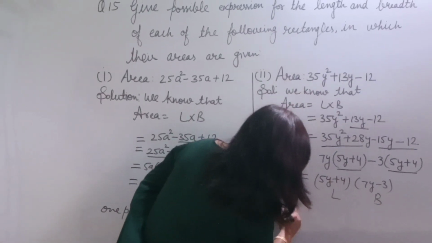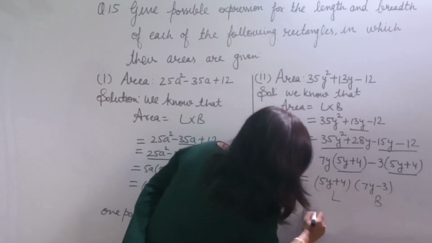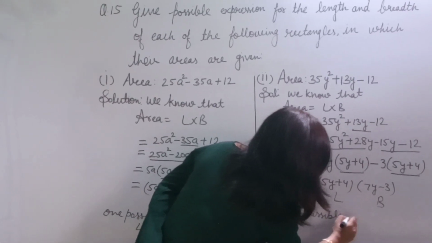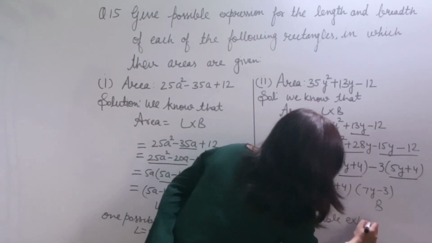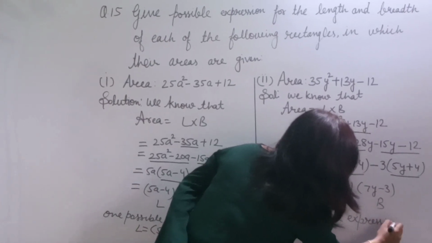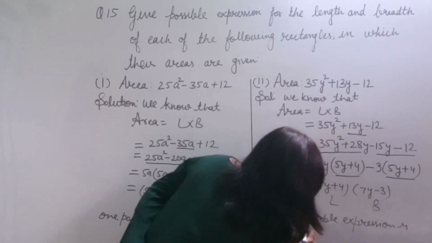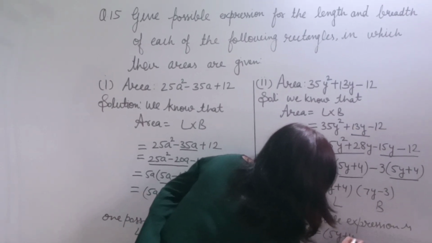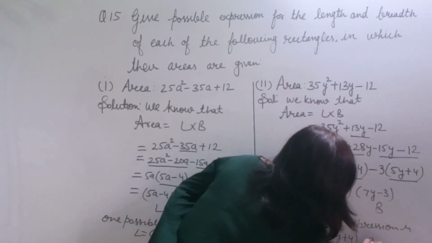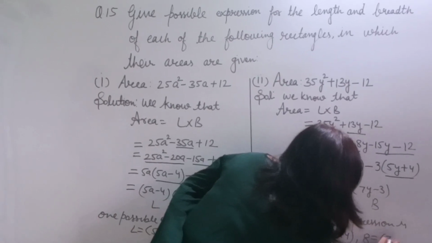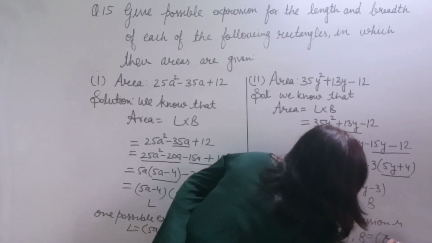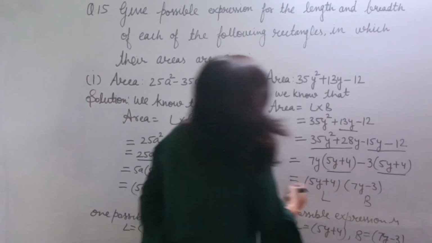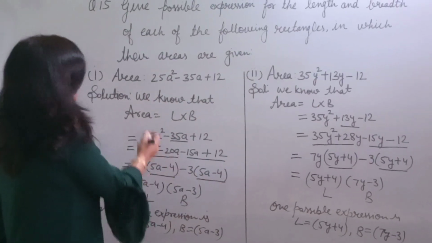So we can say that one possible expression is length is equal to 5y plus 4 and breadth is equal to 7y minus 3. So this is the solution of the areas.